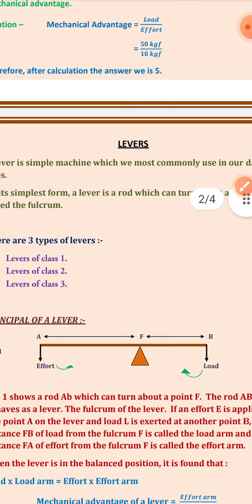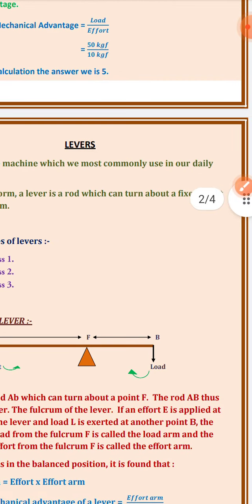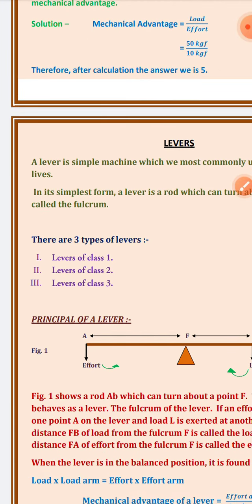A lever is a simple machine which we most commonly use in our daily lives. So a lever is a simple rod. In the next line we are going to read about it, but before reading that line, I am just giving you some extra information. As it is told here that a lever is most commonly used in our daily lives, we can take it as a common component of our daily life. Now what is that common component? That is the rod. It's a type of rod.